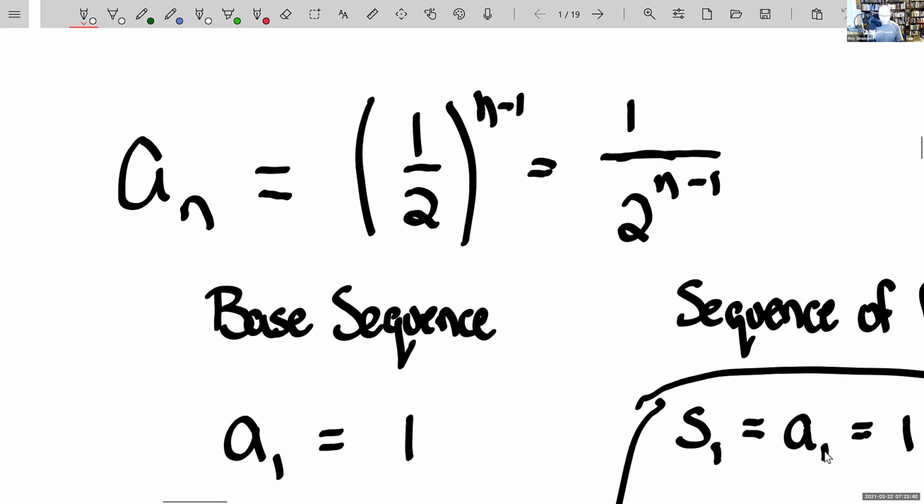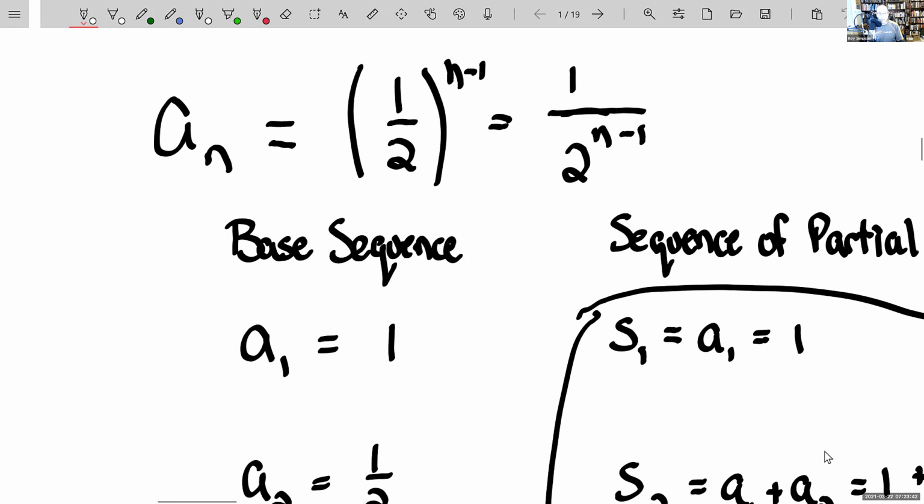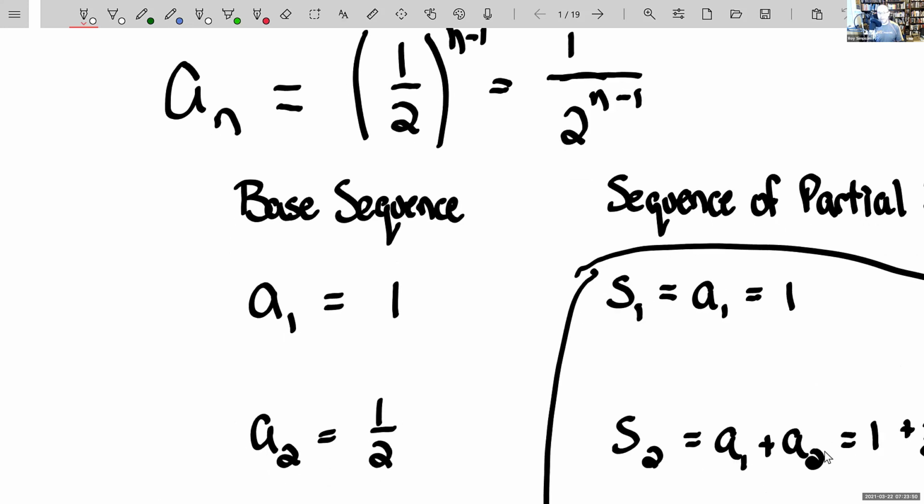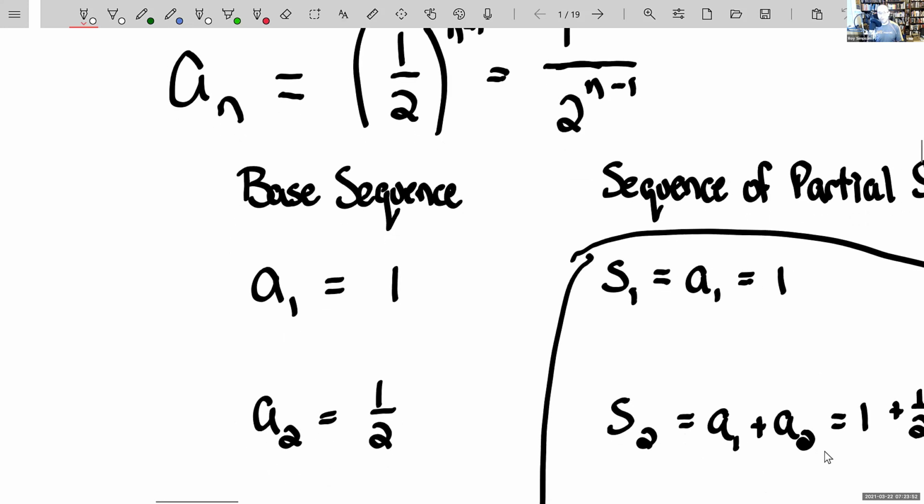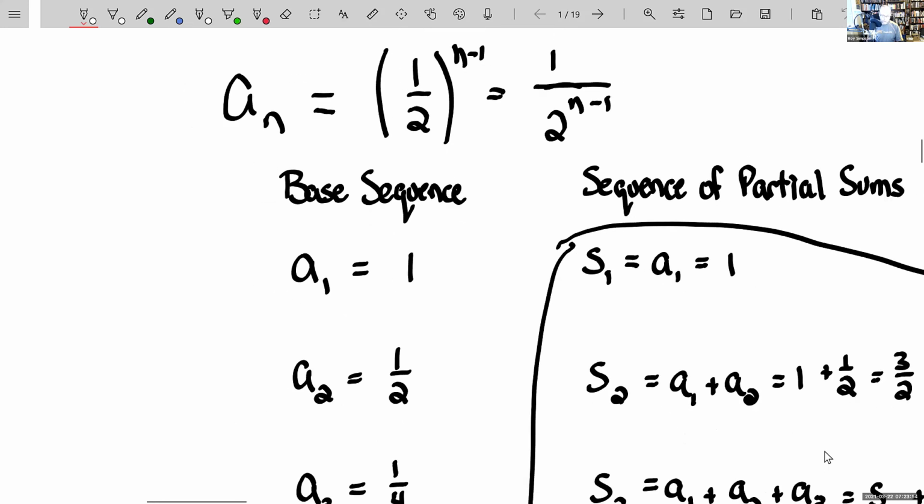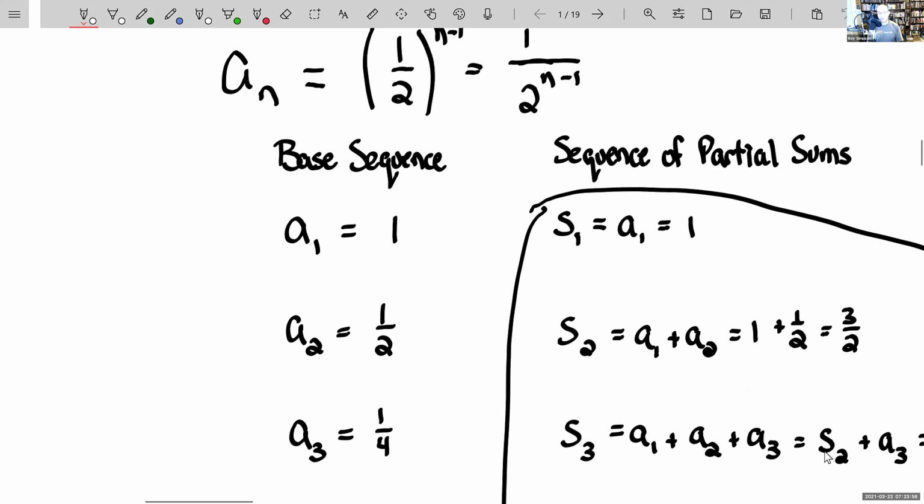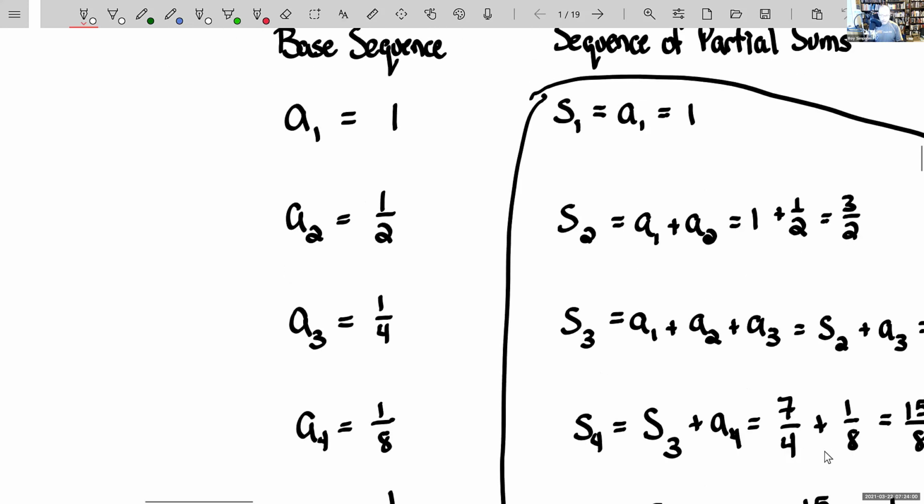And when you want to write out the terms of that sequence, well, when n is 1, you get 1/2 to the 0th, or 1. When n is 2, you get 1/2 to the first, which is 1/2. And when n is 3, you get 1/2 to the 3 minus 1, which is 2, which is 1/4, and so on and so forth down the line.